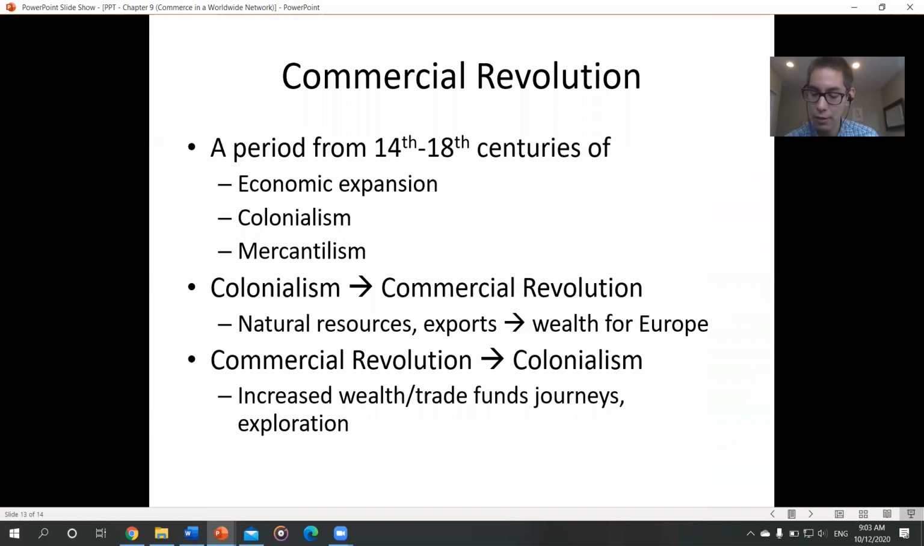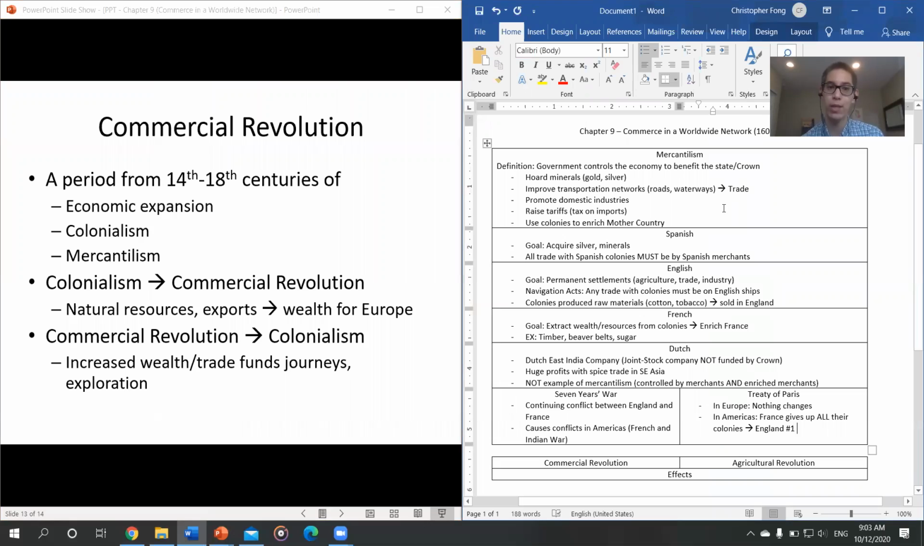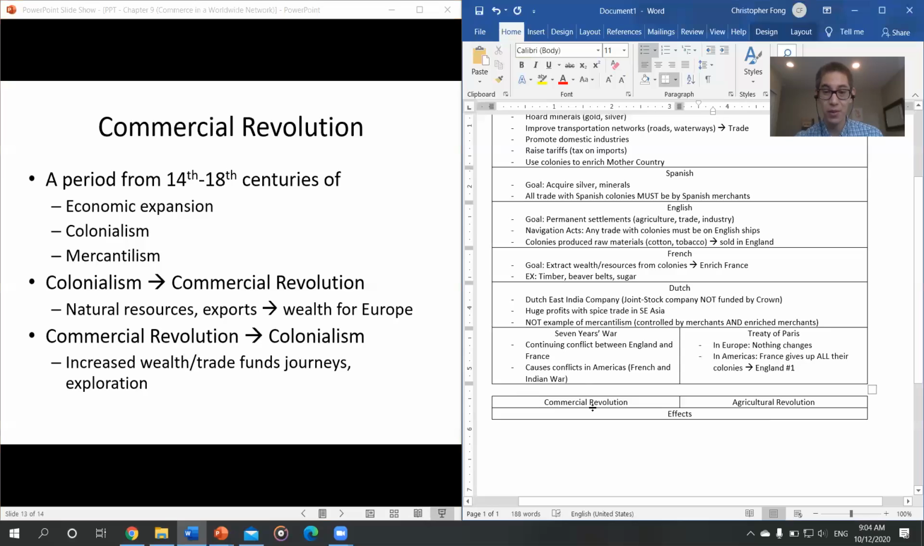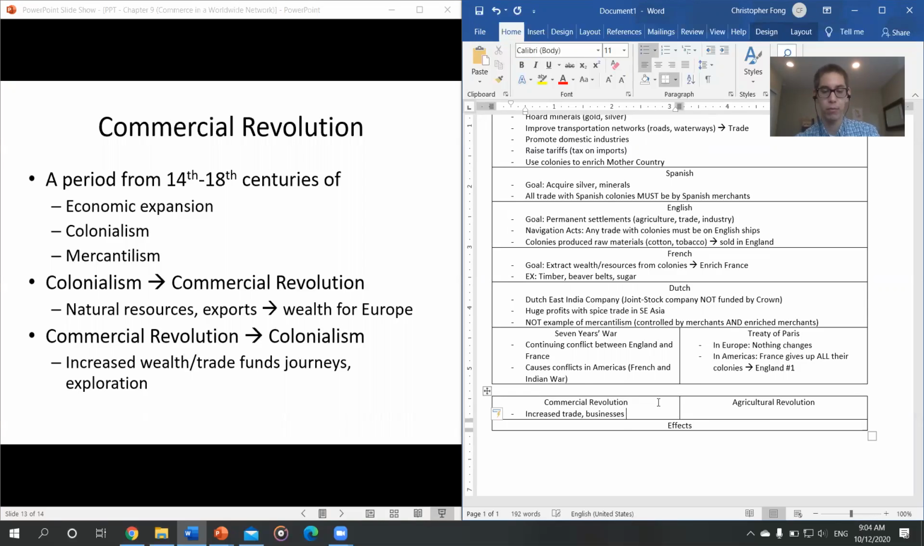All right, shifting gears for our last two slides to some bigger picture changes that we see. This whole presentation has been about increased trade between Europe and the Americas. But remember, this trade is controlled by Europeans to benefit only the Europeans. And so this is called the Commercial Revolution, which is basically a period of increased trade, increased businesses during this time period. And so I'll just say during, I don't know, 1500s to 1700s. It's kind of a big time frame.